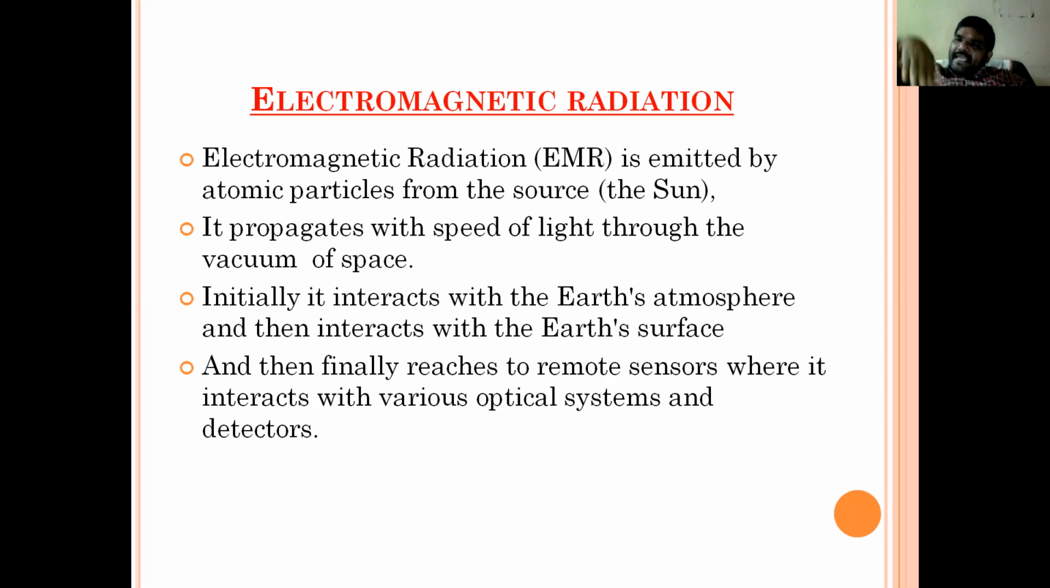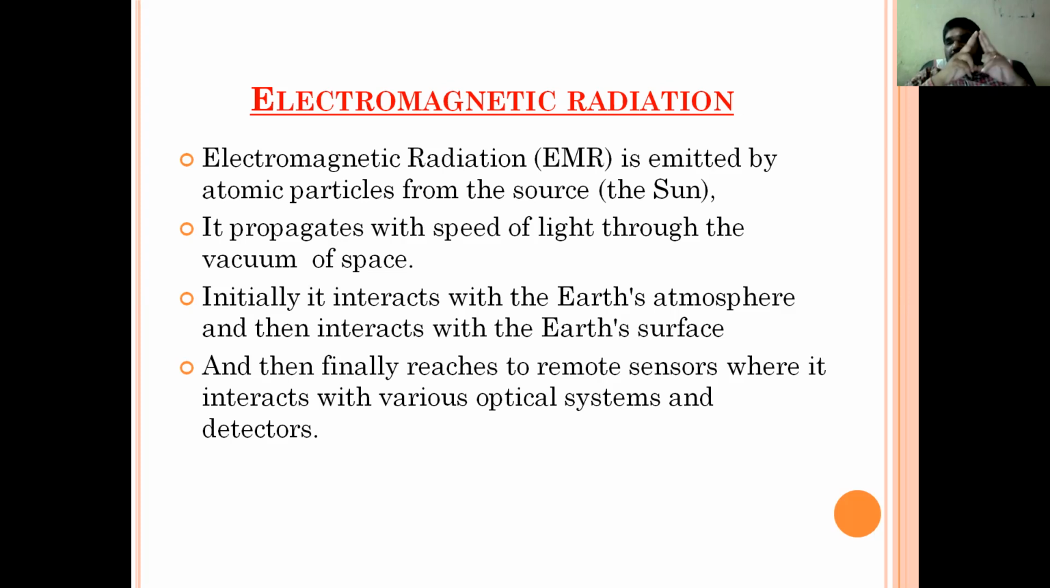While it propagates, initially it enters the earth atmosphere, and then it interacts with the earth surface, and then finally reaches the remote sensor, where it interacts with various optical systems and detectors. Here, have a look, four points. The first one is the source, where it comes from. The second one is what it is doing. It propagates through the vacuum of space.